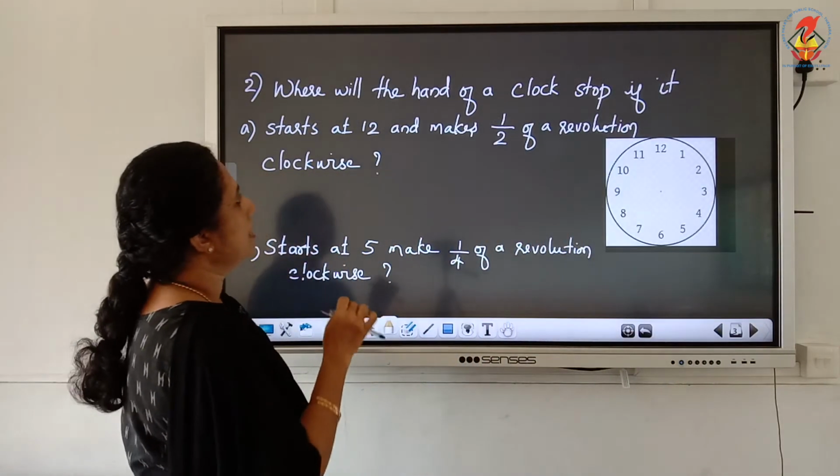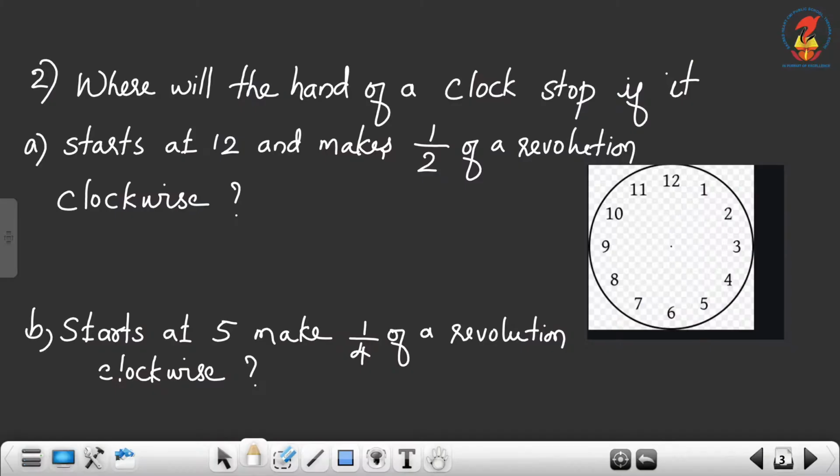Next question. Where will the hand of a clock stop if it starts at 12 and makes half of a revolution clockwise?